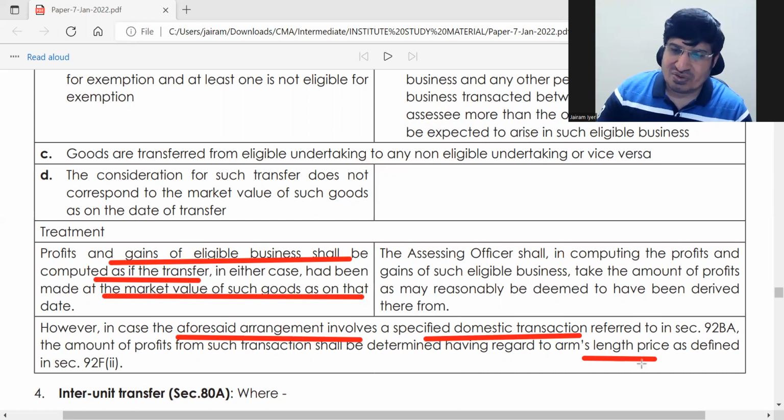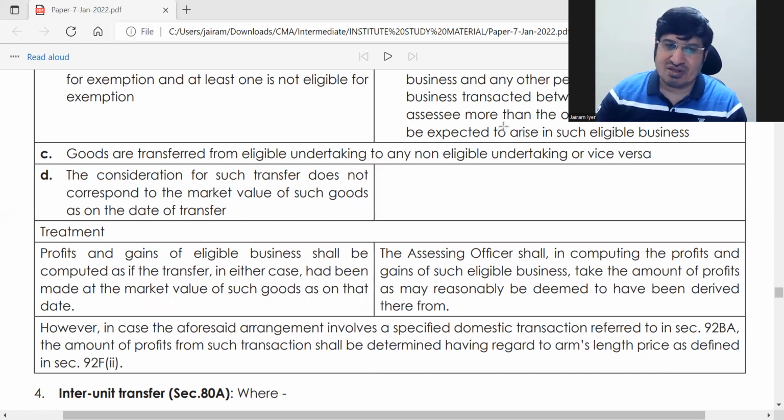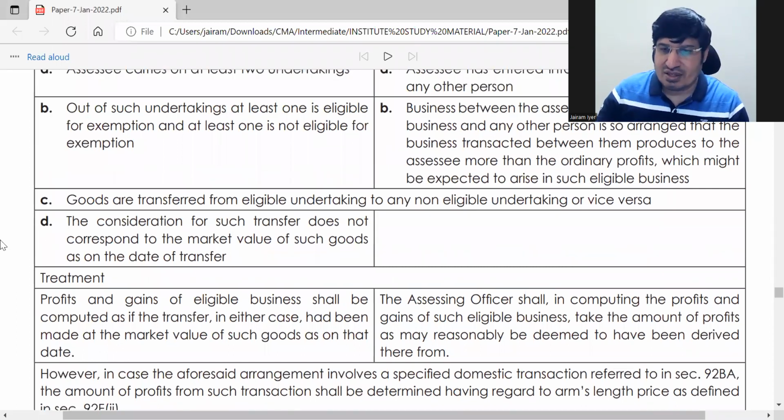ठीक है, तो if it is a specified domestic transaction, use arm's length price. As market price is used here, you will use arm's length price. Arm's length price is the same transaction done by independent undertakings. That's it. ठीक है, so you will use that when you do not have a market price available here.